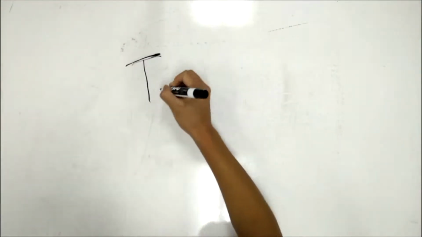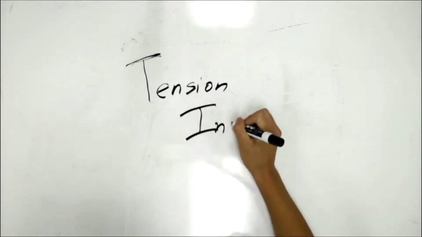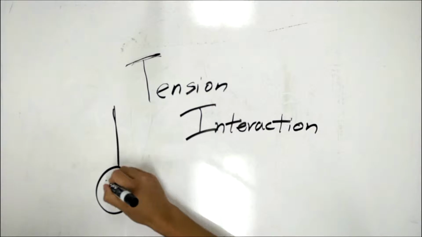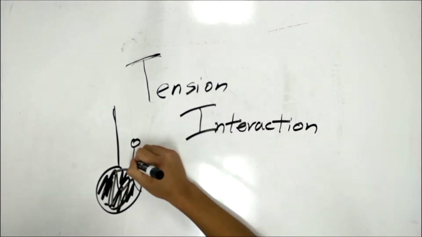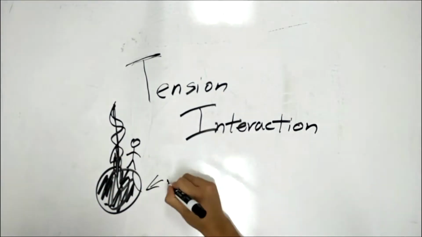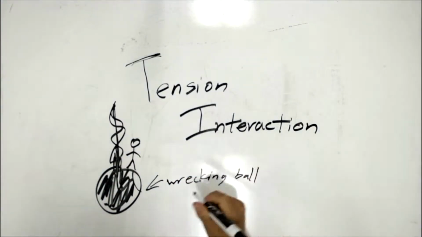Alright, so next we have the tension interaction. The tension interaction leads to a tension force. Here we have a wrecking ball. Gravity pulls this wrecking ball down, while there's tension force in the rope that keeps this wrecking ball stable. You can imagine who that person is on the wrecking ball.